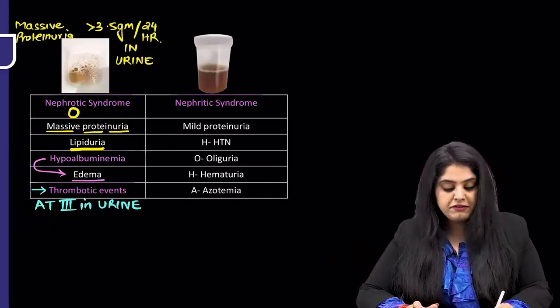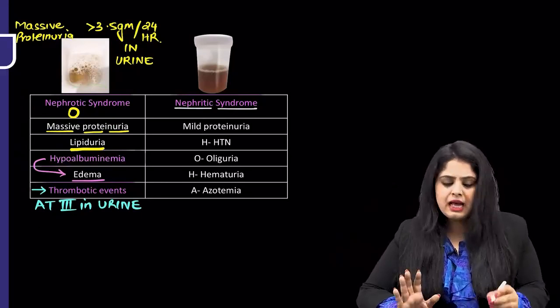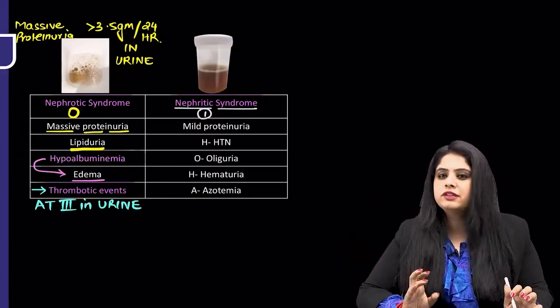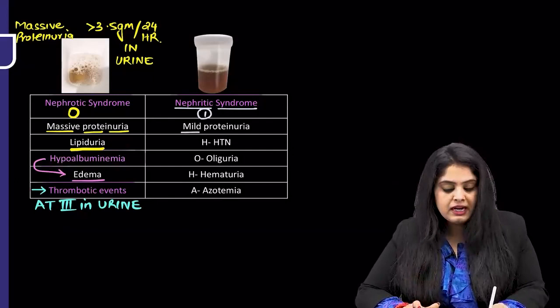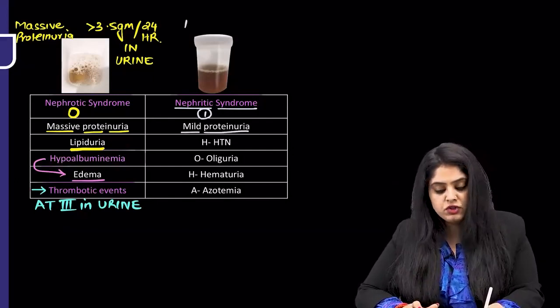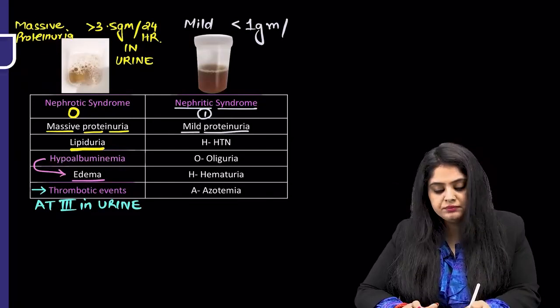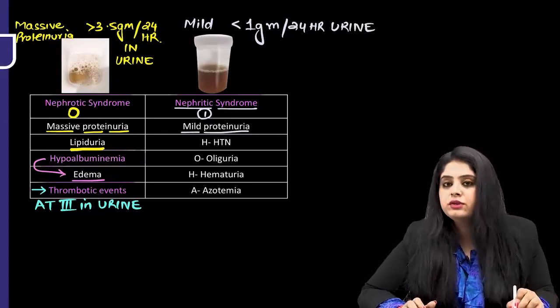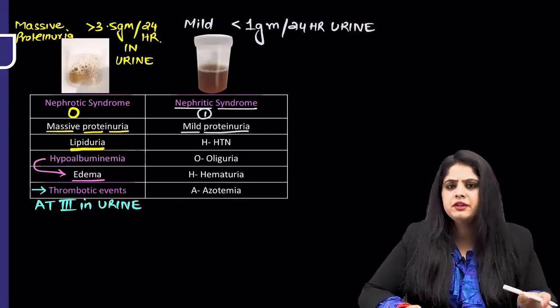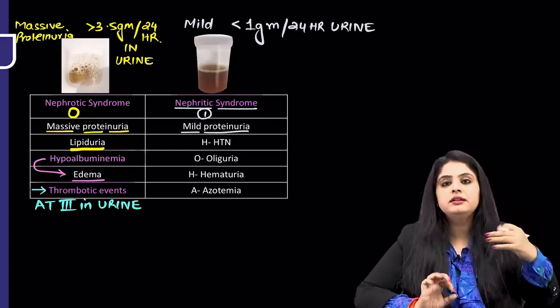Coming to the next, nephritic syndrome. In nephritic syndrome, not "oh my god" kind of things, little things are lost. Mild proteinuria happens. What is the definition of mild proteinuria? Less than 1 gram of protein in a 24-hour urine sample, right? So in 24 hours, in a 24-hour urine sample, less than 1 gram is little protein. It's not "oh my god", little protein is going.